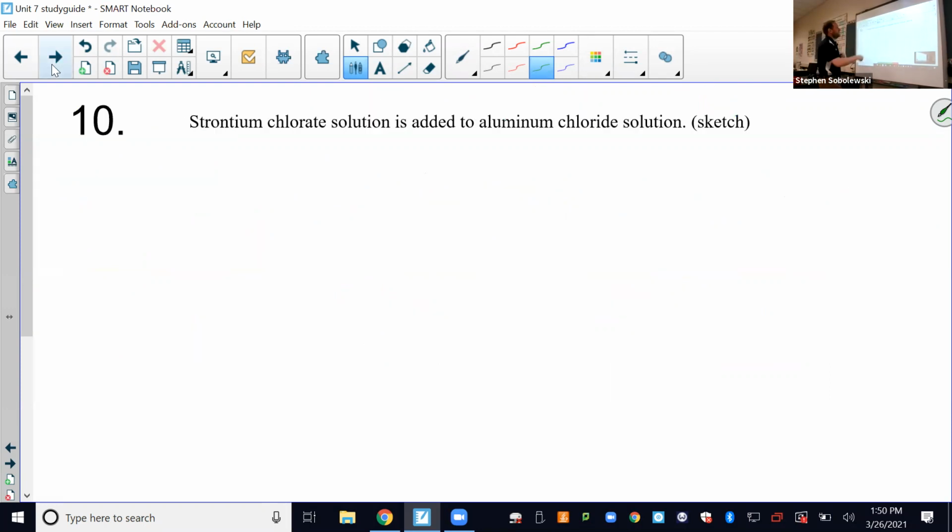Number 10. Strontium chlorate solution added to aluminum chloride solution. All right.